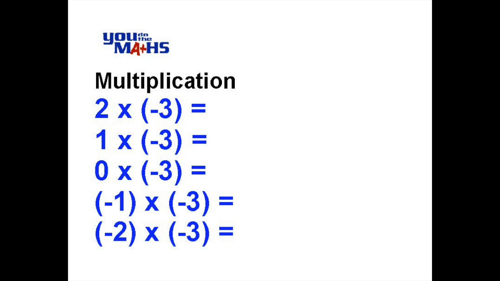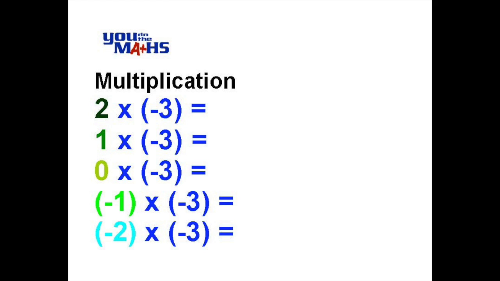Let's have a look at what happens when we multiply a negative number by another negative number. And we'll start by looking at a table. In this table we're multiplying 2 by negative 3, and we're continuing to multiply by negative 3 but by 1 less in each case.